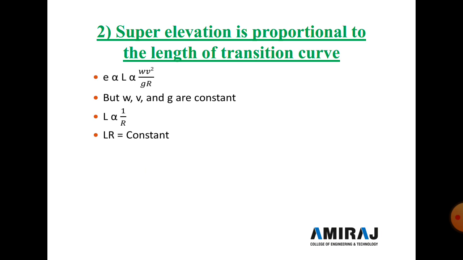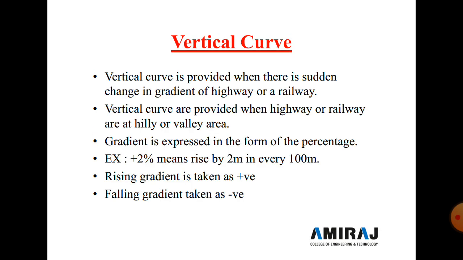Now second, super elevation is proportional to the length of the transition curve, and is directly proportional to WV square divided by GR. Here W, V and G are constants. So L is directly proportional to R. So LR is equal to a constant value. Now the next new topic is the vertical curve.